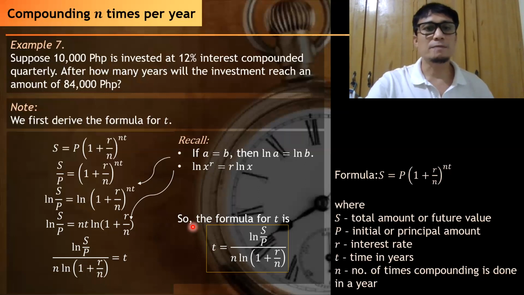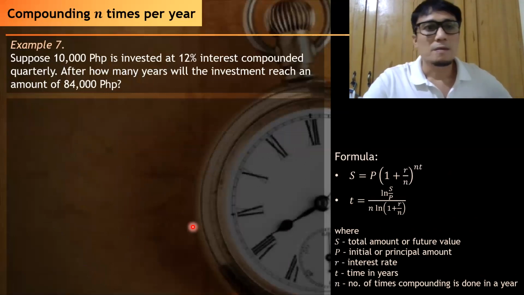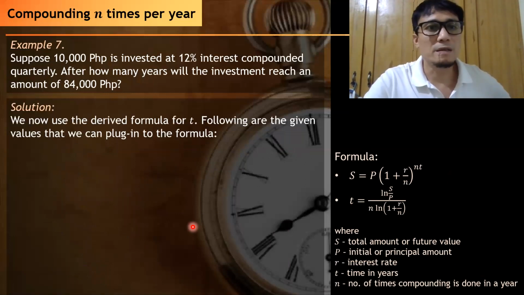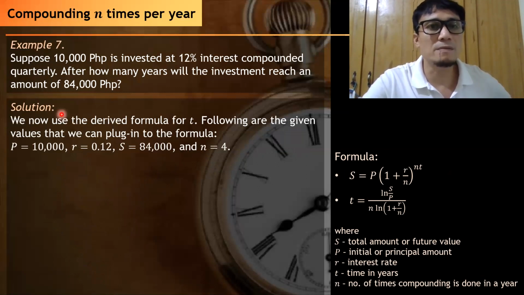Okay, let's do that. What are the given? First, we have P equals 10,000, R is 0.12, and S equals 84,000. And your N is equal to 4, because the interest is compounded quarterly. Then let's plug this into the formula.